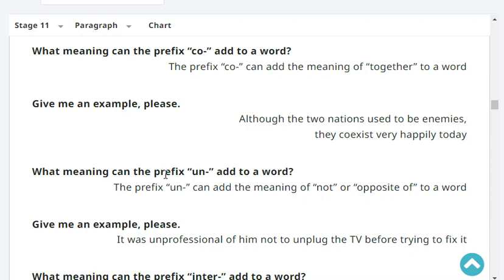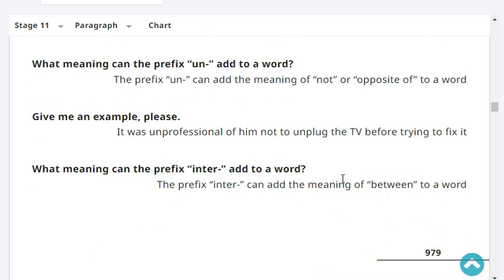What meaning can the prefix "un" add to a word? The prefix un can add the meaning of not or opposite of to a word. Give me an example, please. It was unprofessional of him not to unplug the TV before trying to fix it.